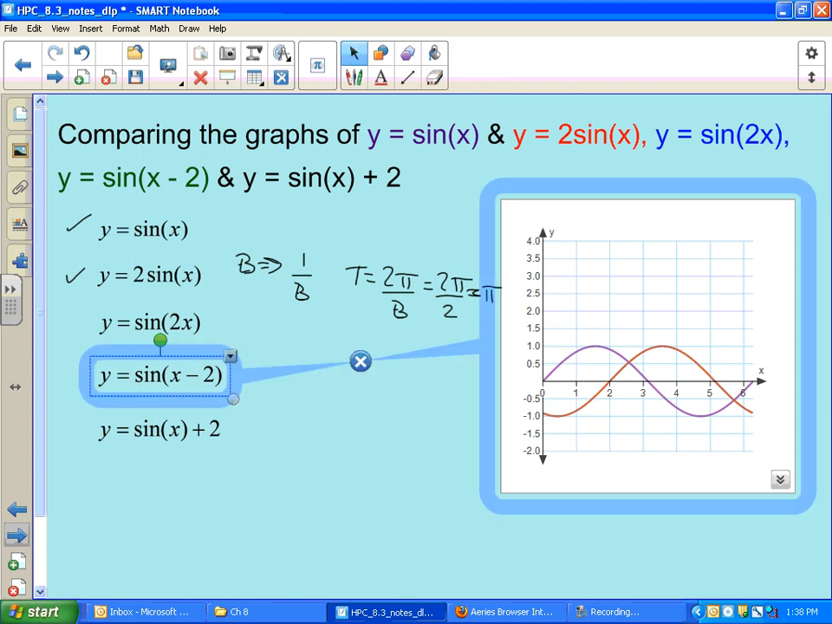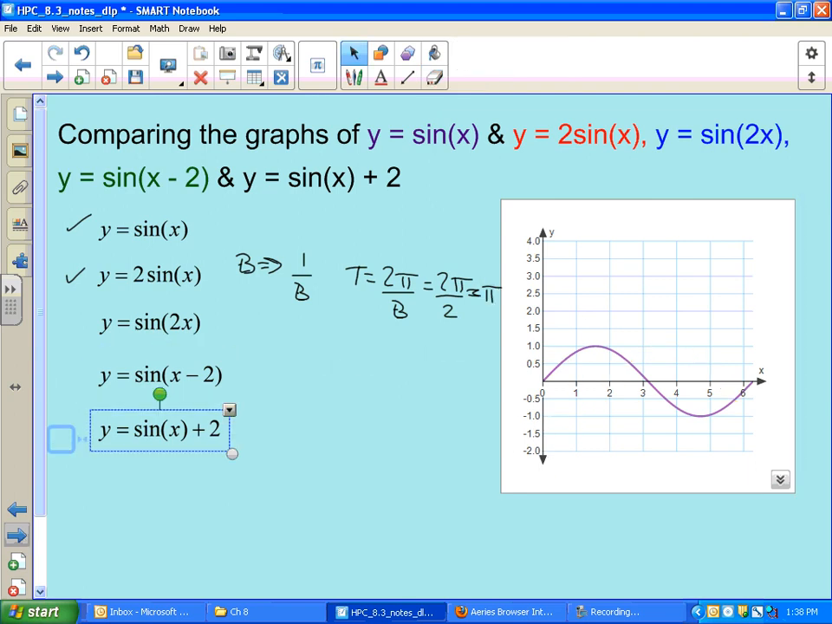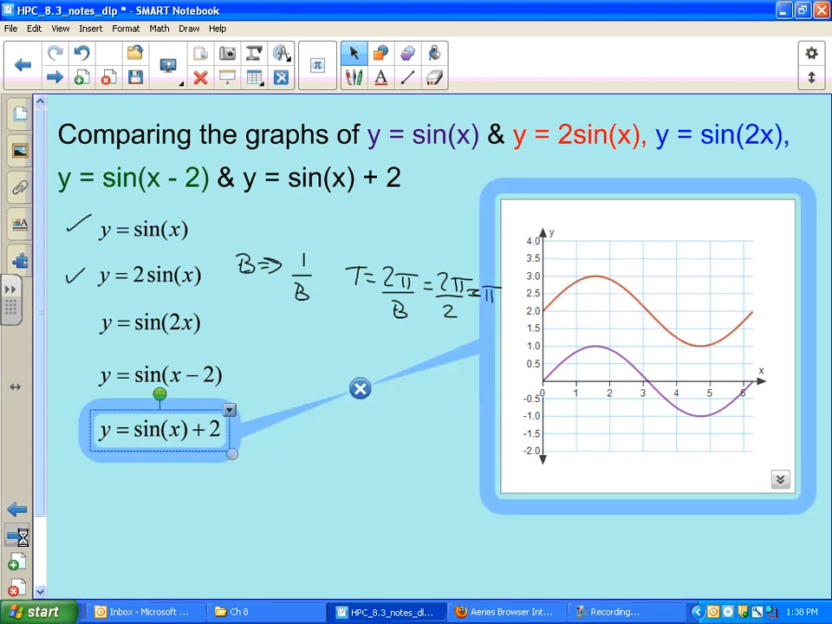And then, finally, what's going to happen here? It's going to move what? Left. No, it's not going to move left. It's going to move up. Remember, left and right movement occurs within the parentheses of x. Up and down movement occurs, in this case, as a constant. So this whole graph should just shift up 2. Everything just moves. And that's when our B's and our C's, our D's and our A's move to our equations and then, well, our graphs.